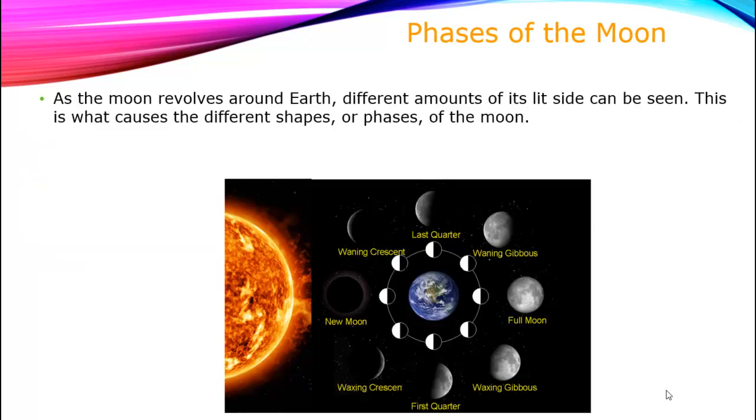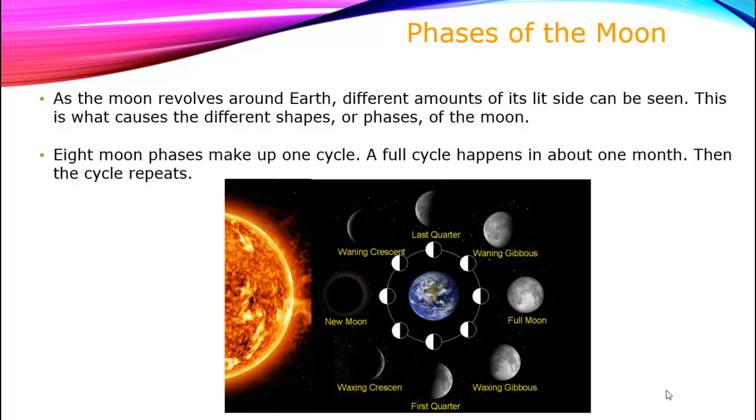As the moon revolves around Earth, different amounts of its lit side can be seen. This is what causes the different shapes or phases of the moon. So, the moon has different shapes or phases, and this is because of the moon's revolution around Earth, which causes different amounts of its lit side to be seen.